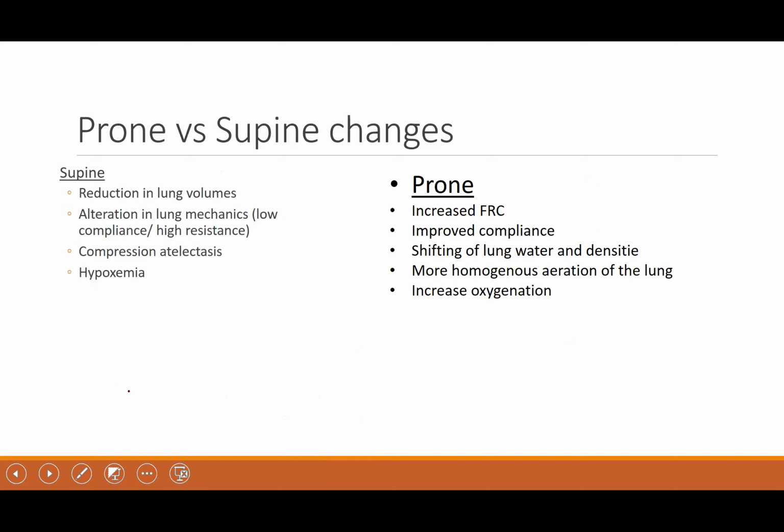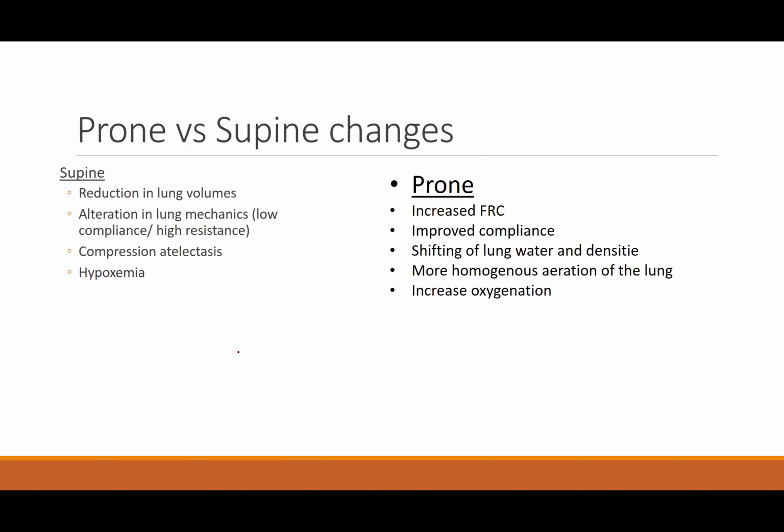So the way that the institution that I'm at does prone therapy is we prone the patients for ideally about 16 hours. And then when that 16 hours is up, we will supine the patient. And we'll supine them for at least 4 hours, depending on the patient's condition.